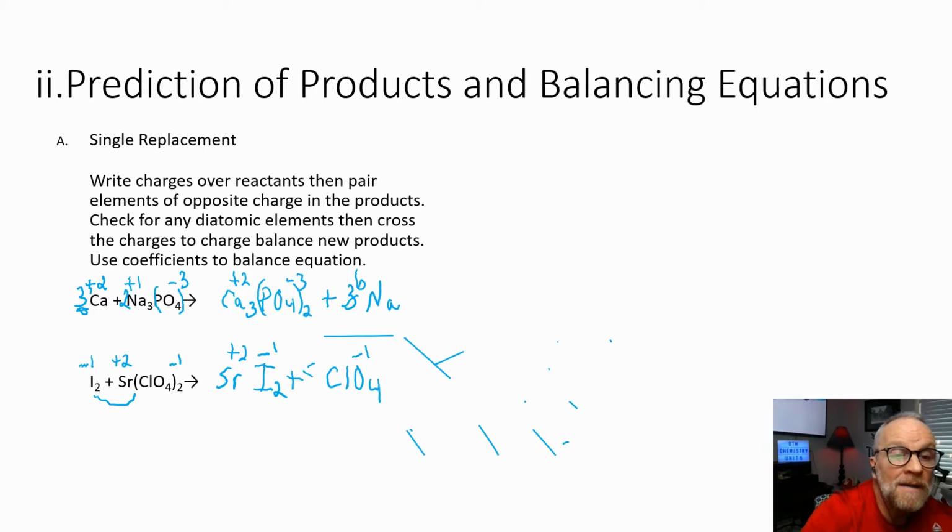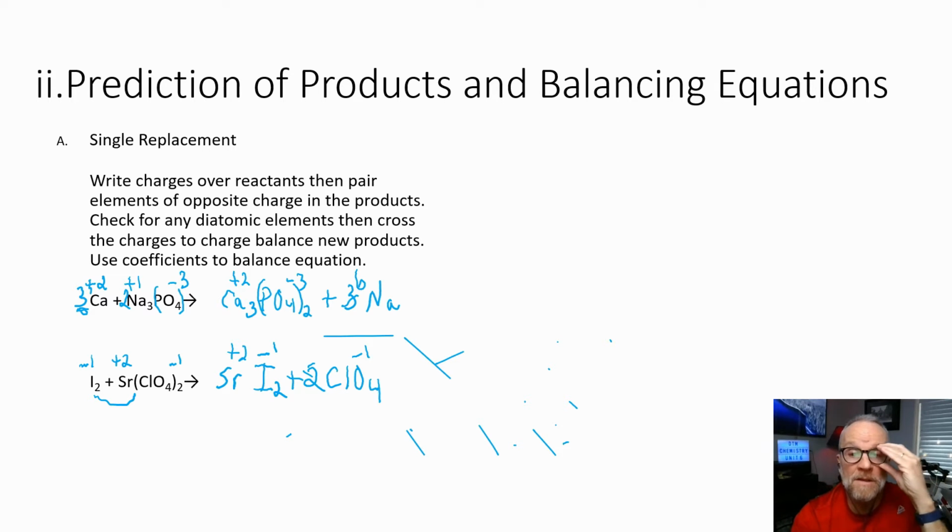So we got 2 iodides on the reactant side, and we have 2 iodides on the product side. We have 1 strontium on the reactant side, 1 strontium on the product side, so we're good there. 2 perchlorates, but we just have 1 here. So if we put a 2 next to perchlorate, we're balanced. So let's double check. 2 iodides, 2 iodides. 1 strontium, 1 strontium, 2 perchlorates, and 2 perchlorates. So now we are balanced.